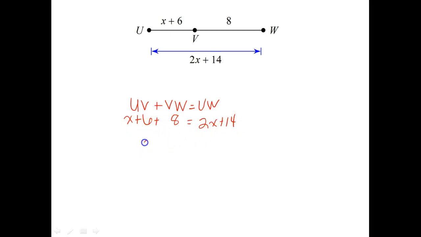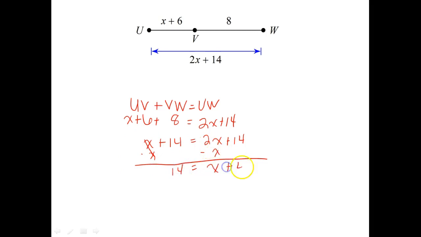Combine like terms. x plus 14 equals 2x plus 14. All right, let's subtract x from both sides. I know you guys like to keep it positive. I like to make it easy as well. 14 equals 2x minus x, which is x, plus 14.